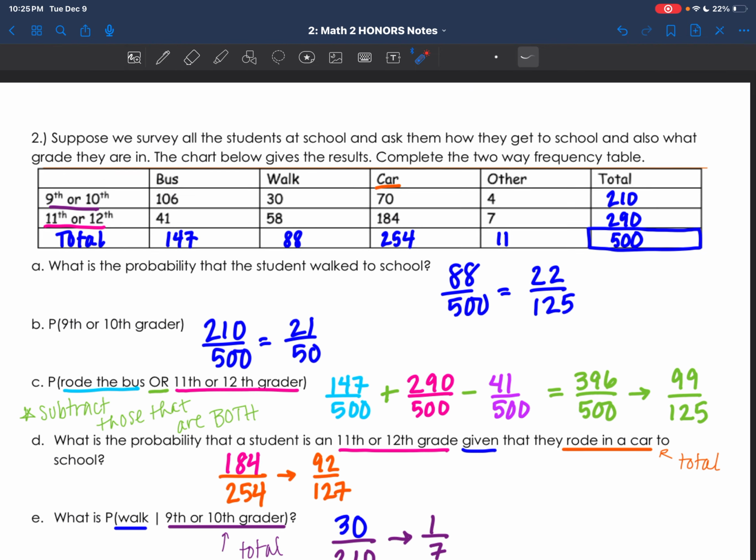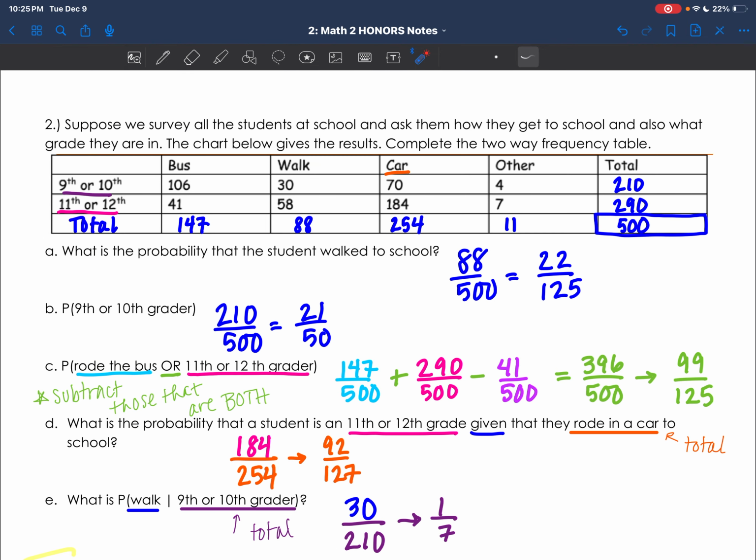All right, now I filled out the table for you. I filled out the totals here, and that's going to bring you to 500, which is the grand total, which would be all the number of students surveyed at the school. All right, so what's the probability that a student walked to school? So it's saying how many walked. So you're going to look at your walk category. You're going to use 88 out of 500 total. And then that simplifies to 22 out of 125.